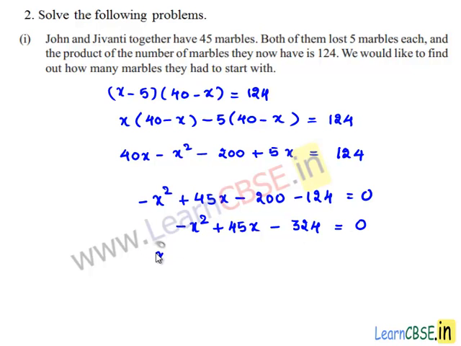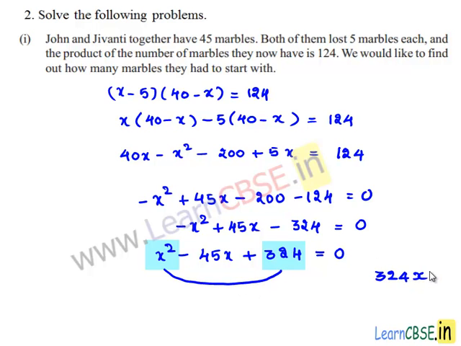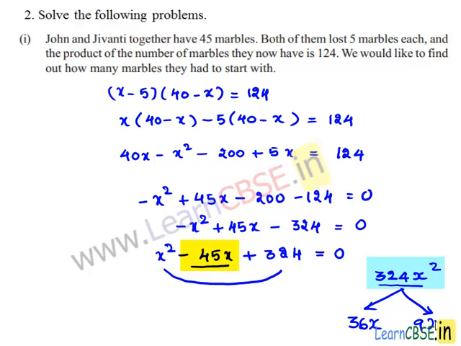This can also be written as x square minus 45x plus 324 is equal to 0. Now the product of the first and last terms is 324x square. We need two terms such that their product must be equal to 324x square and their sum must be equal to minus 45x. Let us take 36x and 9x. The product of them is 324x square and the sum will be plus 45x. But here we have minus 45x.